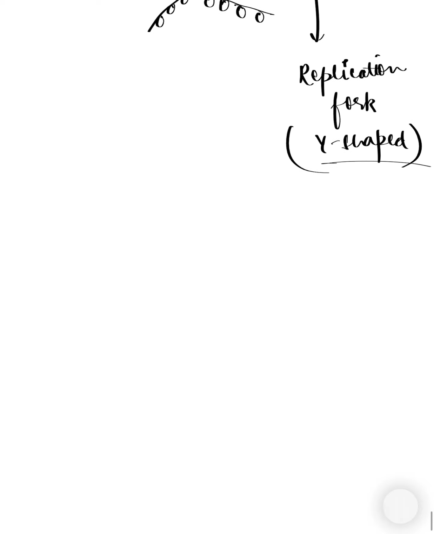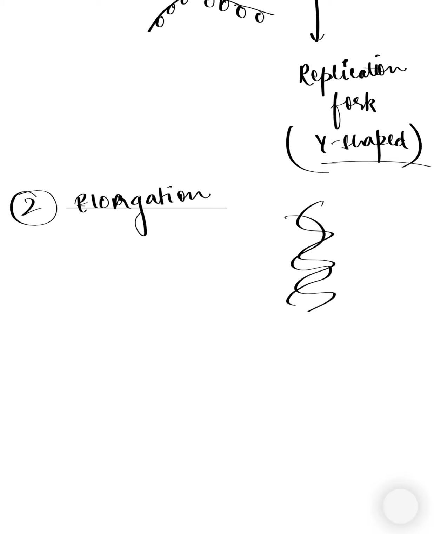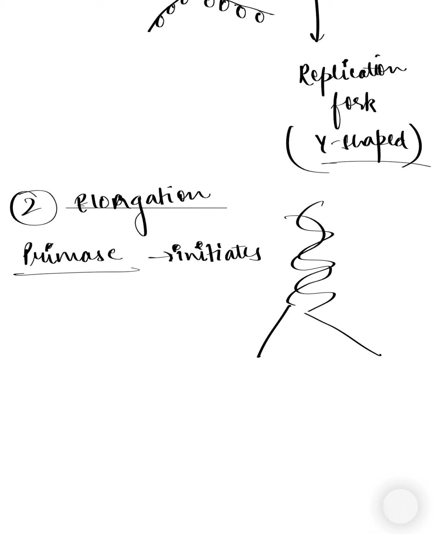Right? So now let's talk about the second step of DNA replication. This process is called elongation. So in this, what happens? The separated strands of DNA, the Y-shaped separated replication fork. So in this, there is an enzyme which we add, primase. It initiates the DNA replication. How does it do that?